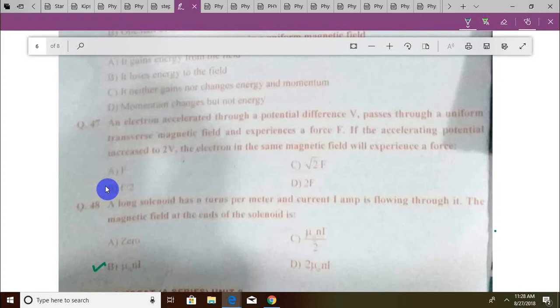So if the accelerating potential increases to 2V, then the electron will experience a force. That is a good question, because the value of the force is dependent on B into Q into V. B and Q will obviously be the same. They're hinting what sort of a change would we observe in the velocity. For that, we have an equation: E into V is equal to 1 by 2 into m into v square. So it's 2eV over m under root.